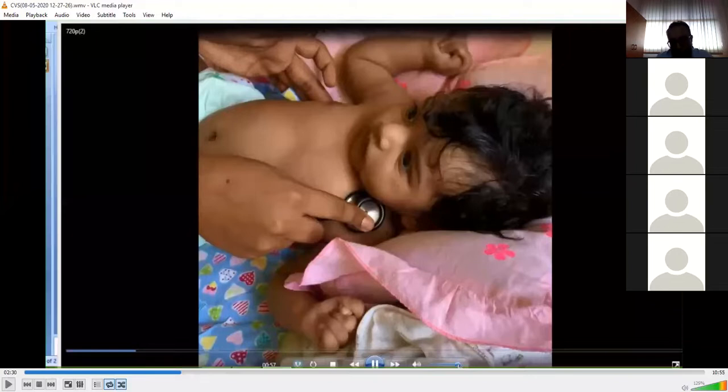In very advanced cases of PDA, you will hear a systolic murmur only. Right? When there's an advanced PDA with pulmonary hypertension, the diastolic part might disappear. So you will hear only a systolic murmur, but in a normal PDA, it will be a continuous murmur.